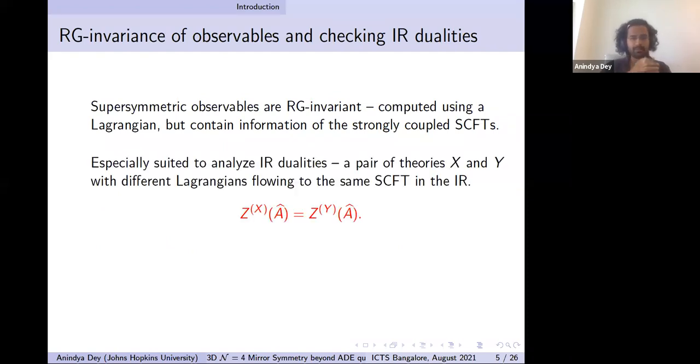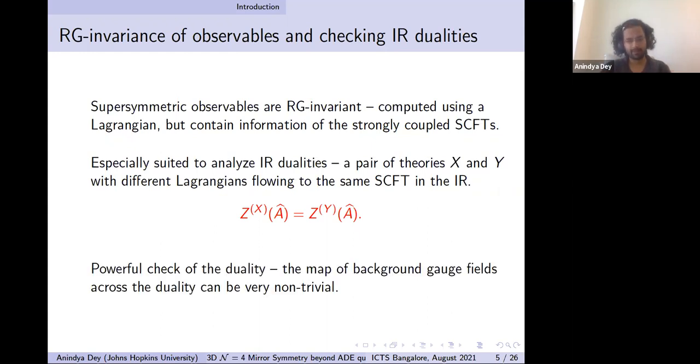So this is particularly suited to analyze IR duality, where you have a pair of theories X and Y with different Lagrangians flowing to the same SCFT in the IR. You can compute the two partition functions using localization, and then check that they agree as a function of this background gauge field, which is a much more powerful check because you're not comparing two numbers, but you're actually comparing two functions of multiple variables.